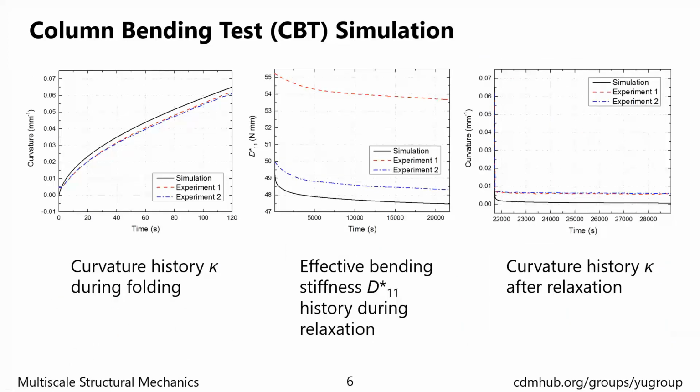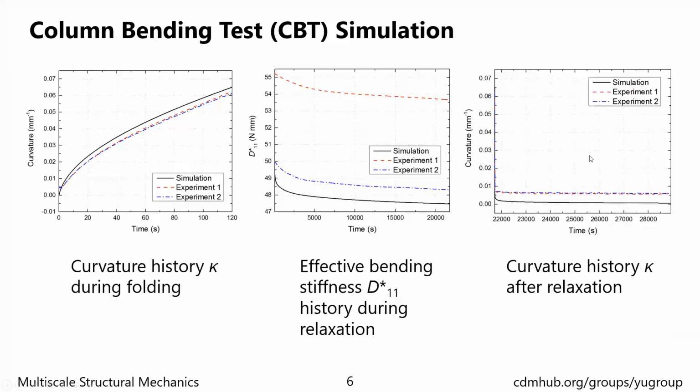Here are the results after data reduction. This plot shows the curvature during folding. We can see that simulation follows the same trend as the experiment, and the magnitude is very close. This is the D*11 during relaxation. We can see some underprediction, but compared with the difference between the experiments, the simulation can be considered accurate.